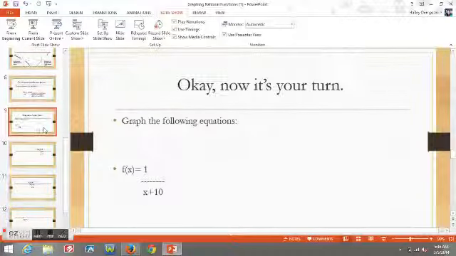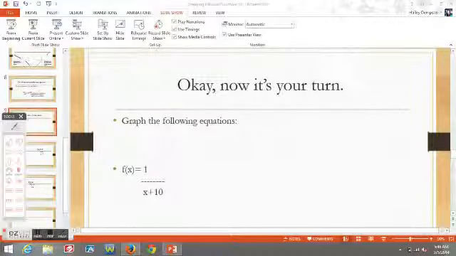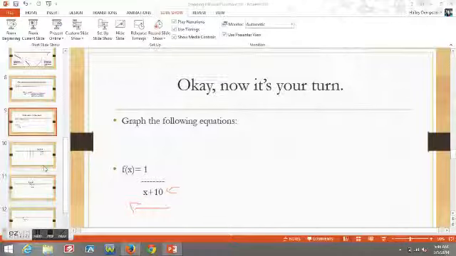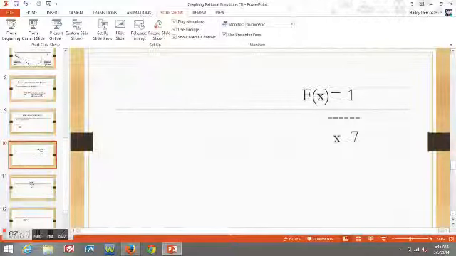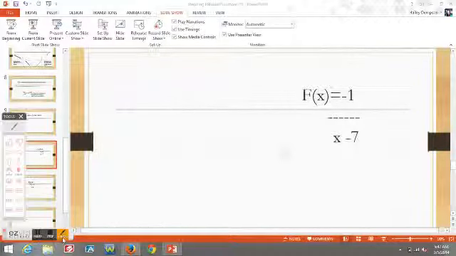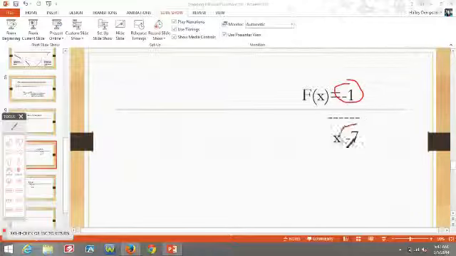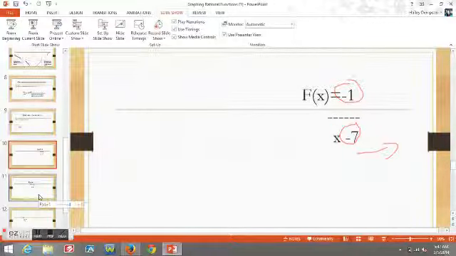Did you get them right? Did you remember that there's a 10 right here? It would move it 10 to the left. Or how about this negative 1? Making it inverse. And a negative 7, pushing it to the right 7 of the original parent function.